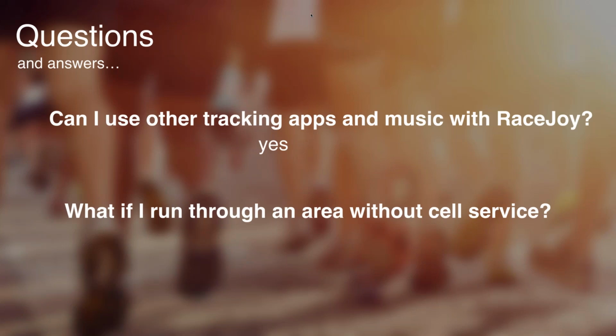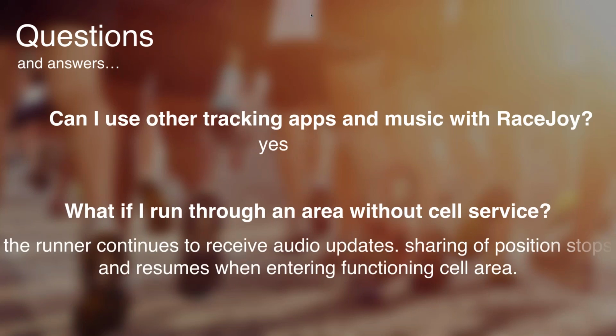So if you run through an area without working cell service, you as a runner will continue to receive the progress updates for yourself, but you will not be able to issue out this information or your location to others that are tracking you until you reach a functioning cell area. RaceJoy will store up your progress updates, and then it will issue those out to those that are tracking you once you reach that functioning cell area.